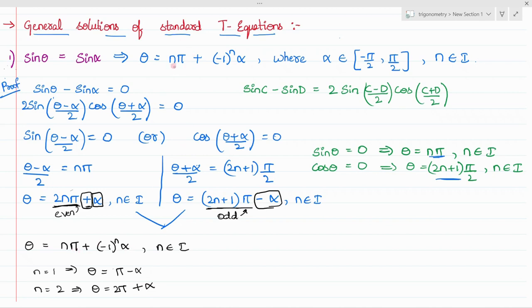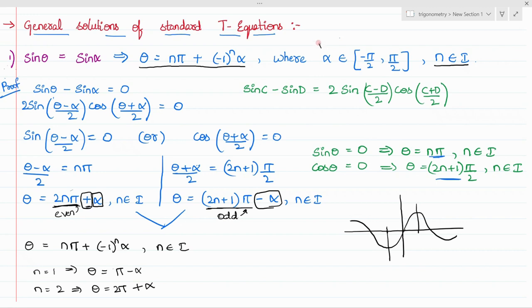That is what we have written over here: theta equals n pi plus (-1)^n alpha, where n belongs to all integers, and alpha lies from minus pi by 2 to pi by 2. Why is this range given? Because if you see the sin x graph, it is something like this, right? So minus pi by 2 is somewhere over here, and plus pi by 2 is somewhere over here.